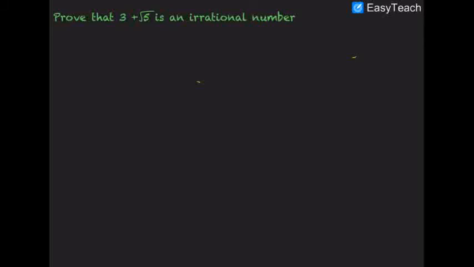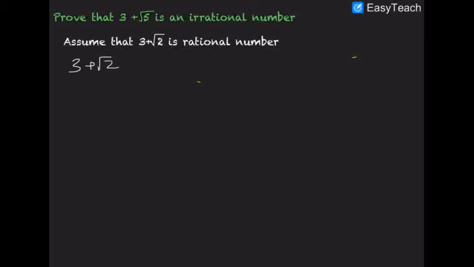So for the contradiction method, what will we assume? The contradiction of irrational is rational. So we assume that 3 plus root 5 is a rational number. That means 3 plus root 5 is equal to p by q, since rational means it can be represented in the form of p by q. Now taking this 3 to this side, the equation becomes root 5 is equal to p by q minus 3.